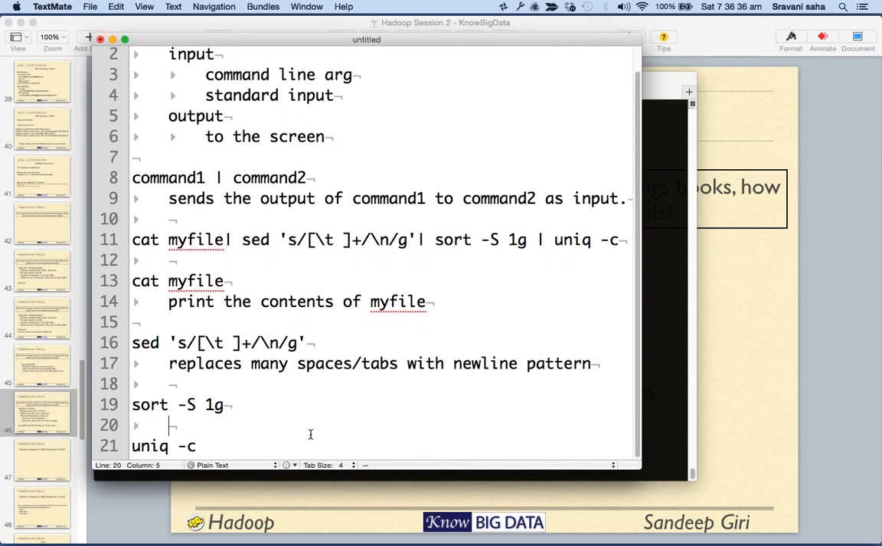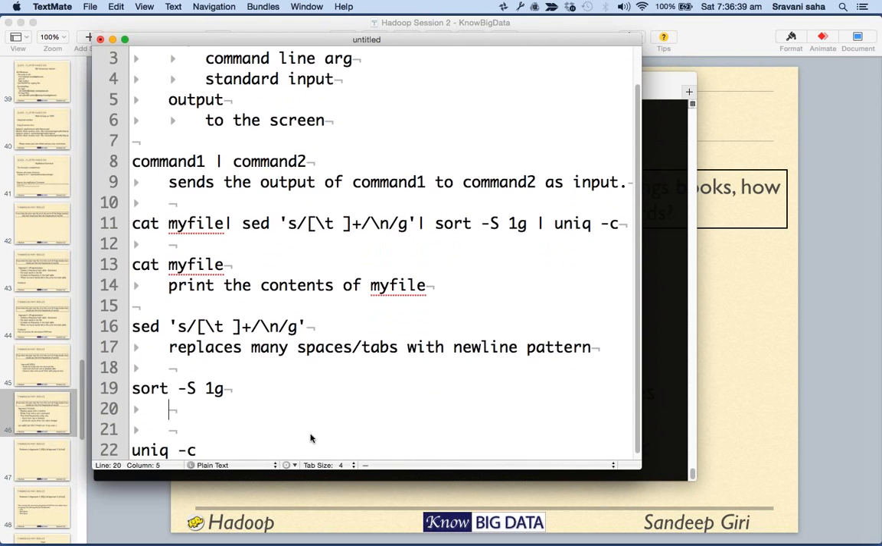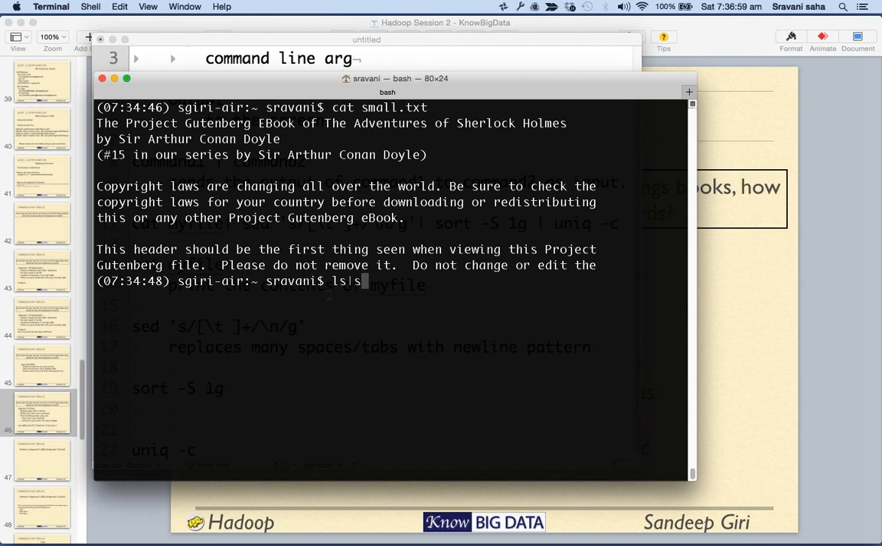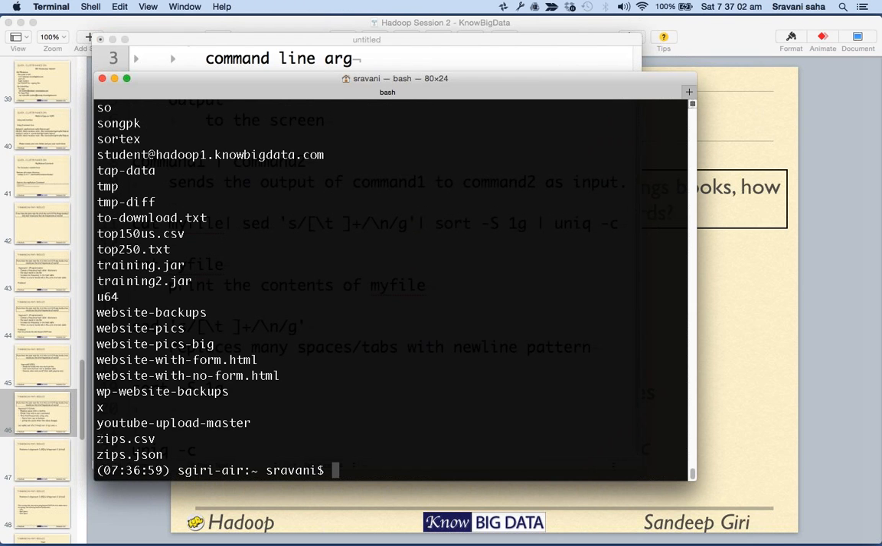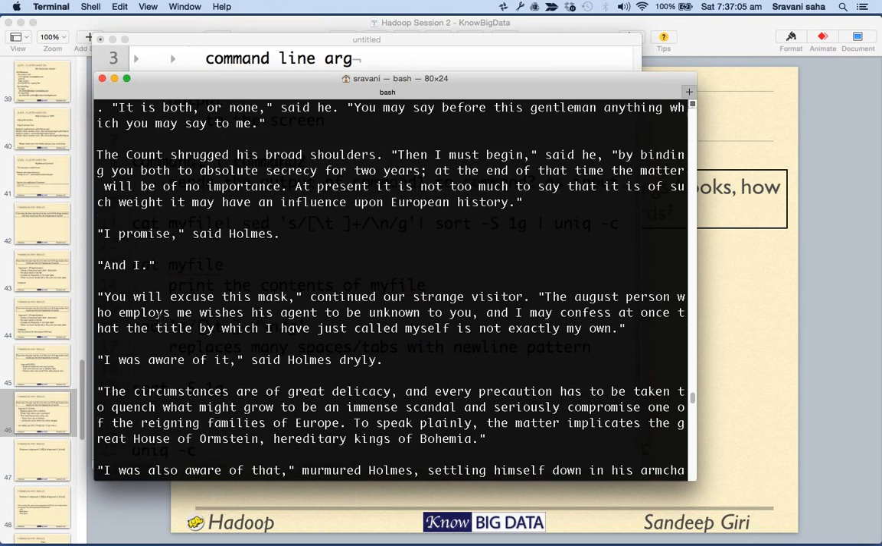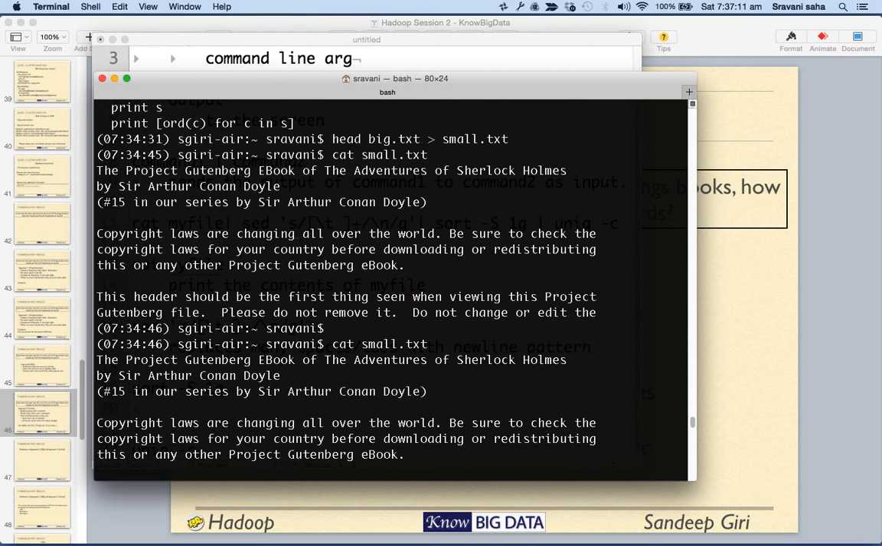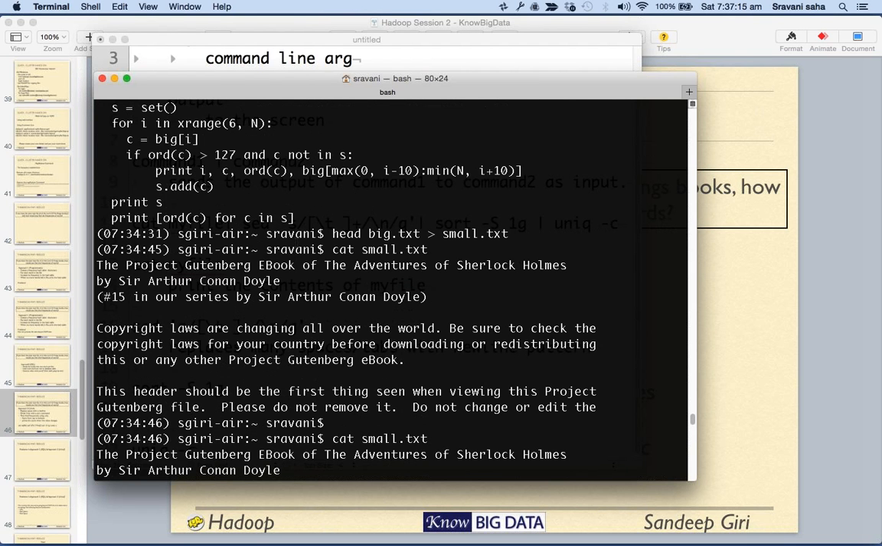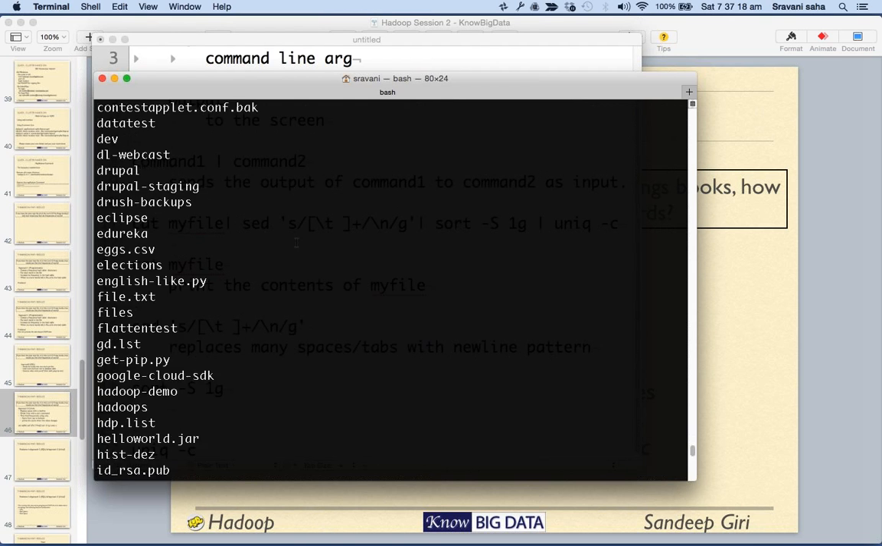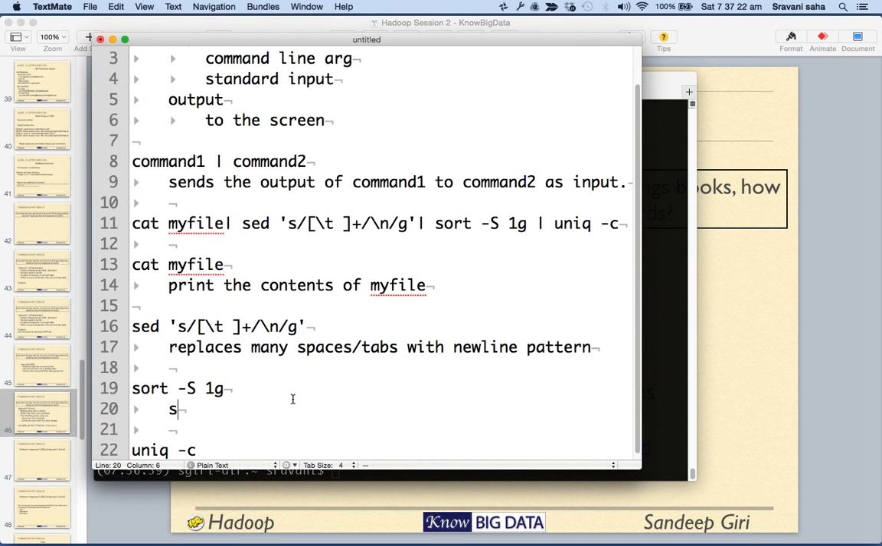Now the next command is sort. What does sort do? Sort basically takes the input and then sorts the data. If you have ls and you pass the output to sort, it sorts the data. Zip came last and there you have this. So sort basically sorts the data.